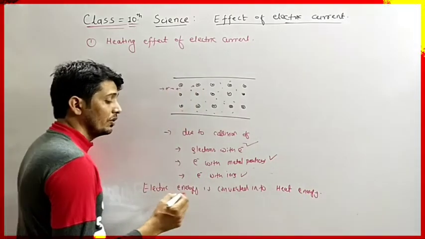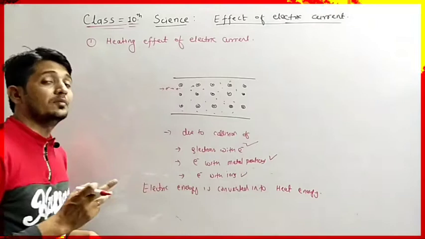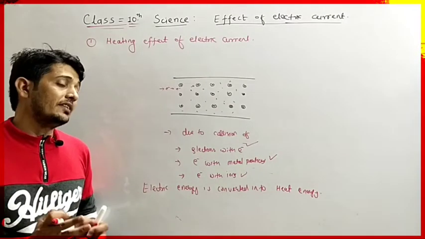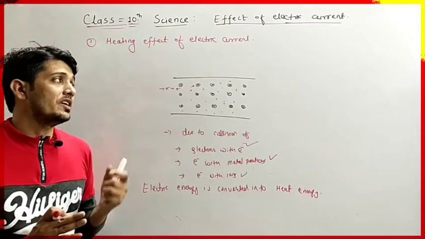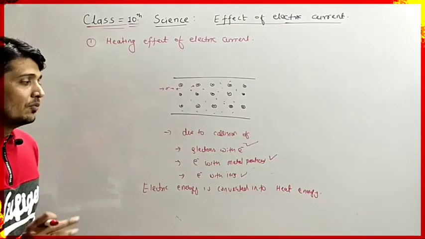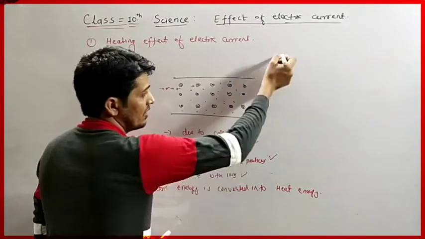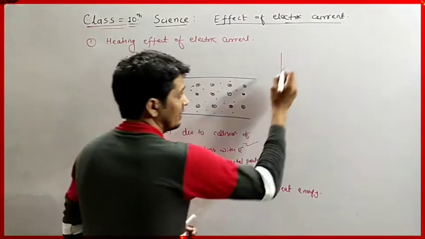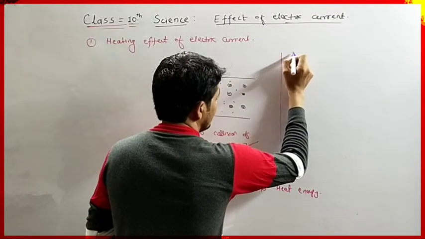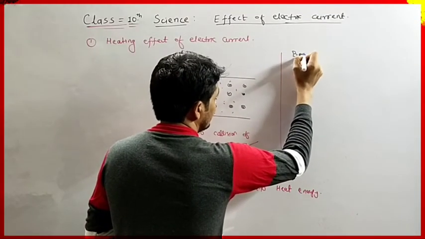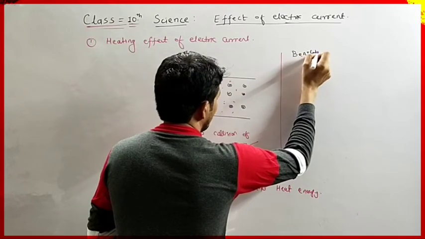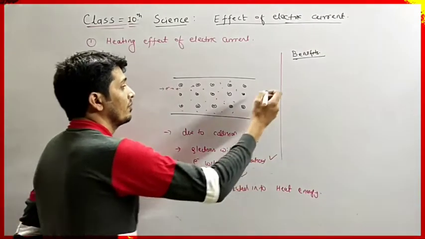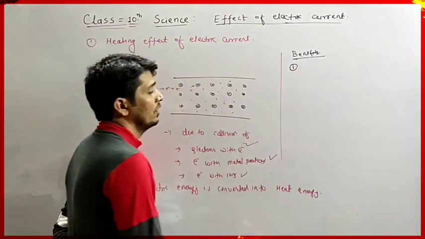Okay. So due to which the conductor becomes hot and its temperature rises continuously, and there are so many applications of the heating effect of electric current. For example, now we will understand the benefits of the heating effect of electric current. So now here we have to write benefits or merits. Benefits of heating effect of electric current. Number 1, we know the water heater.